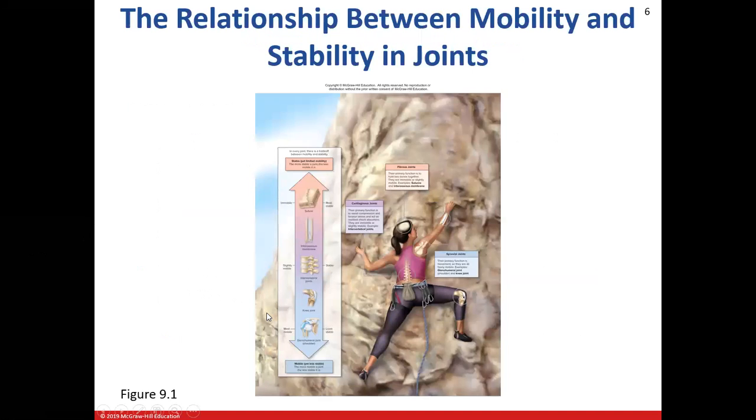So here we look at the relationship between mobility and stability in joints. You can take a look at this graphic in your book, but basically it shows you some of the classifications from fibrous, cartilaginous, and synovial, and also shows you the mobility versus stability relationship.